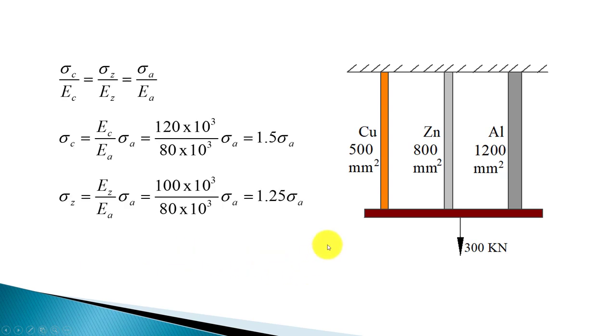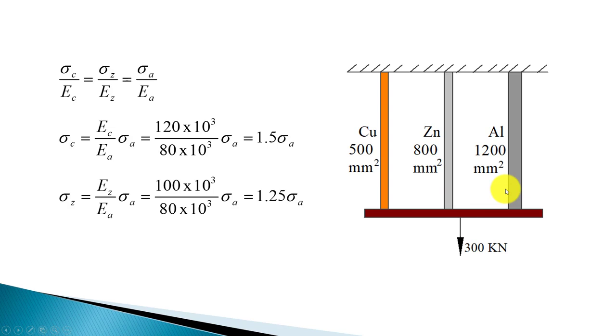Now we know that the crossbar is in the horizontal position even after applying this load. So that means the elongation in copper, zinc and aluminum are equal. And these elongations are in equal lengths of bars. All the bars are of equal length. So the elongations produced are equal and lengths are also equal. So that means equal elongation in equal lengths, or strains in all the three materials are equal.